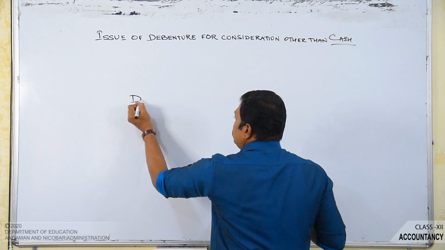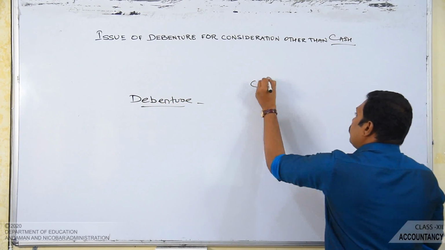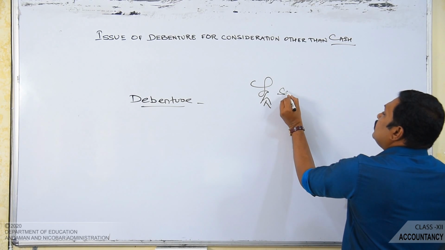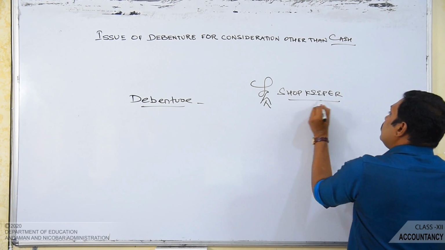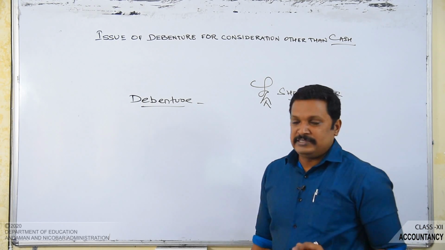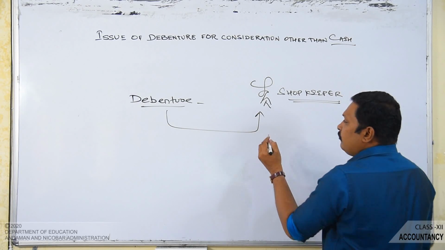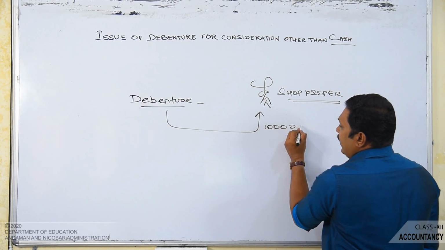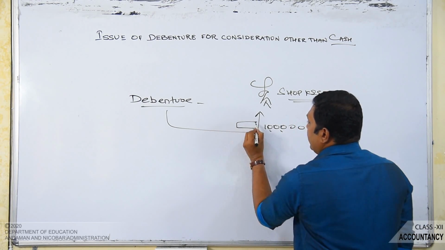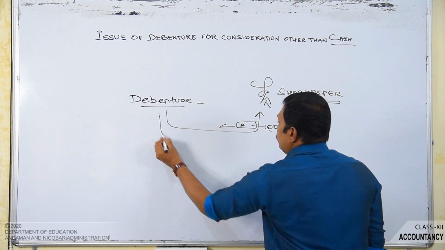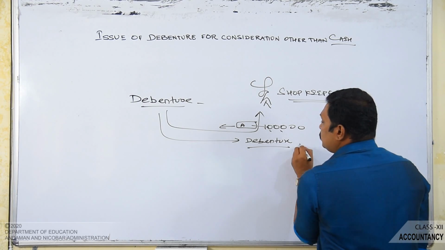Normally, debentures are issued to the vendor. Vendor means the shopkeeper or company or the seller, we can say. Suppose we purchase an asset for rupees 1 lakh from the shopkeeper, and for that we issue debentures. So, in that case we can issue debentures.